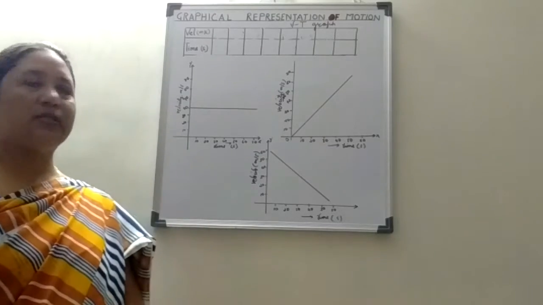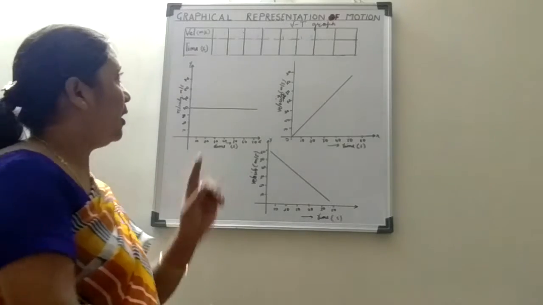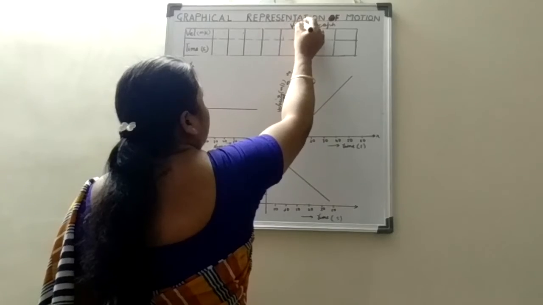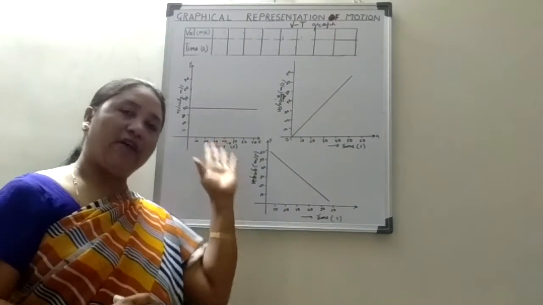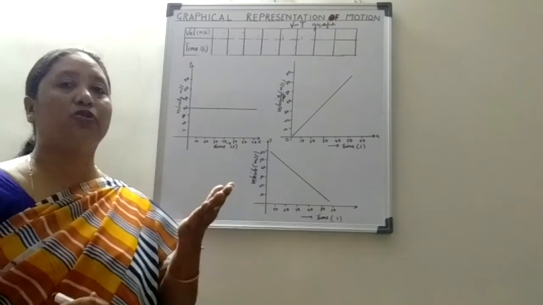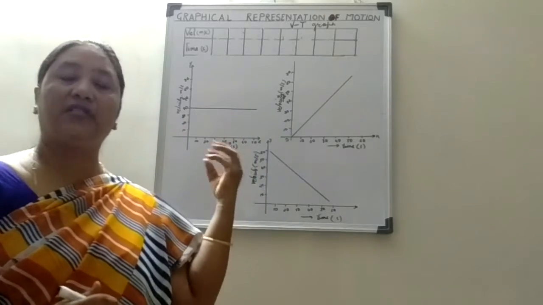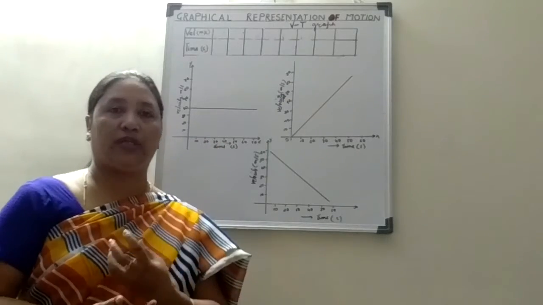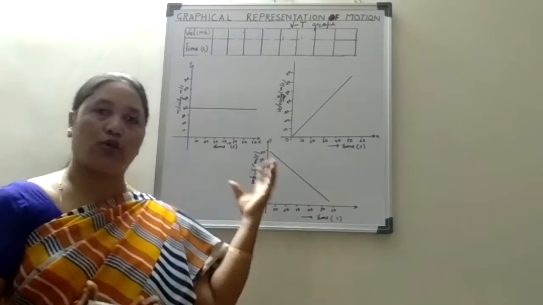Today we are going to see graphical representation of motion. In this, I am going to explain the velocity time graph, that is the VT graph. We will see how different types of graphs depict different types of motion, and how we can interpret the motions shown in the graph.